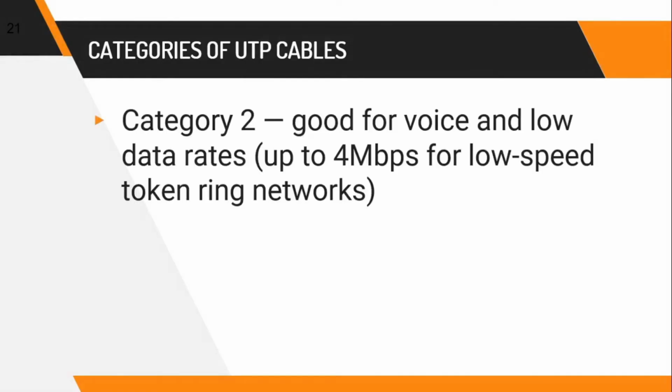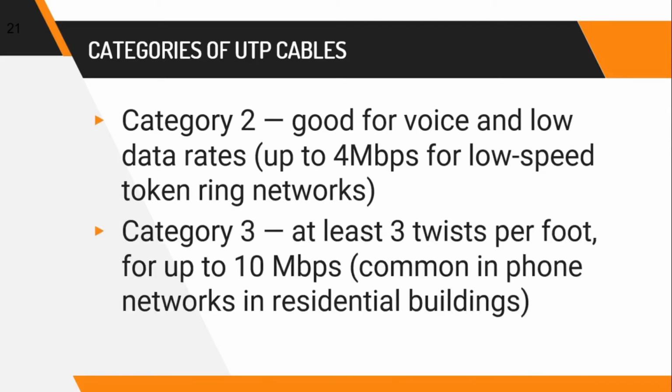Category 2, good for voice and low data rates, up to 4 Mbps for low-speed token ring networks. Category 2 UTP is used in transmission lines with a data rate of 2 Mbps. Category 3, at least 3 twists per foot for up to 10 Mbps, and very common in phone networks in residential buildings. Category 3 UTP is used in LANs with a data rate of 10 Mbps.